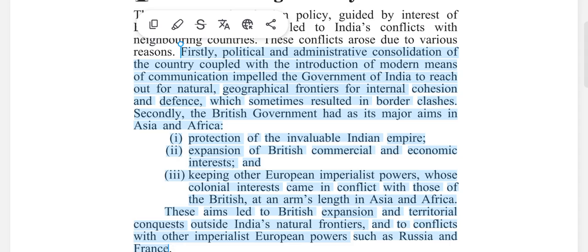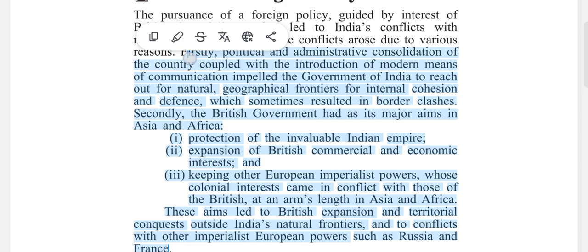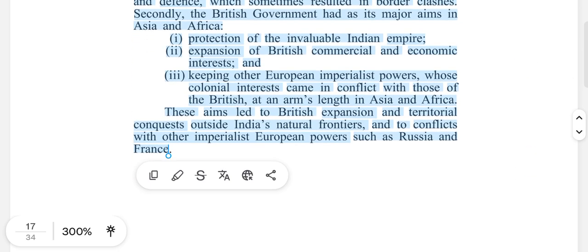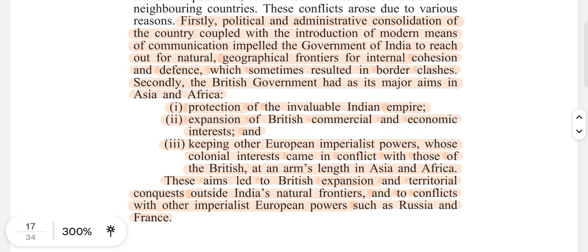Secondly, the British government had as its major aims in Asia: (i) protection of the invaluable Indian Empire, (ii) expansion of British commercial and economic interests, and (iii) keeping other European imperialist powers, whose colonial interests came in conflict with those of the British, at arm's length in Asia and Africa. These aims led to British expansion and territorial conquests outside India's natural frontiers, and to conflicts with other imperialist European powers such as Russia and France.